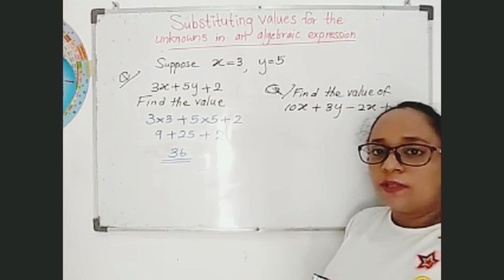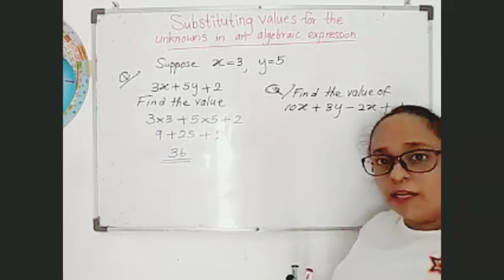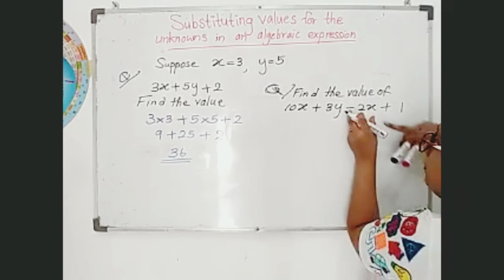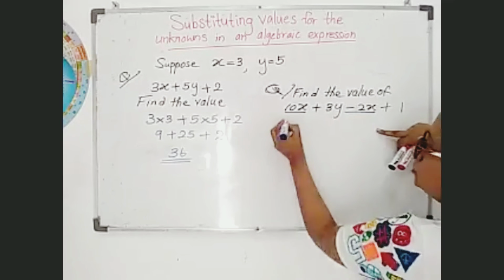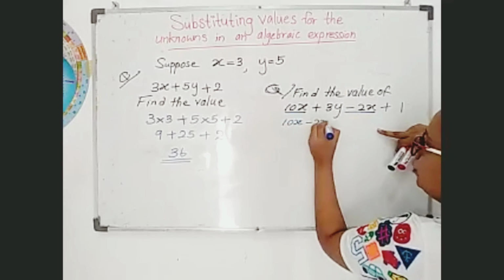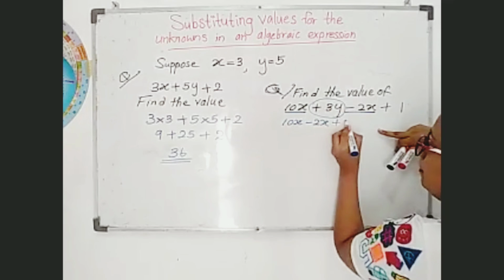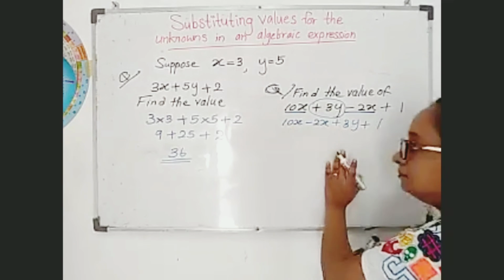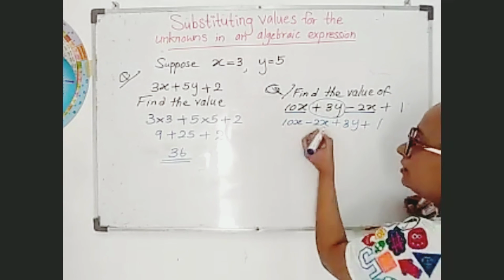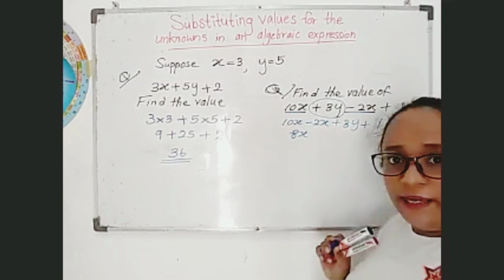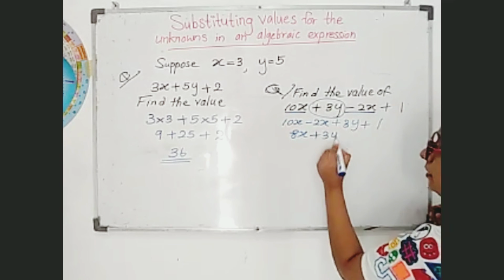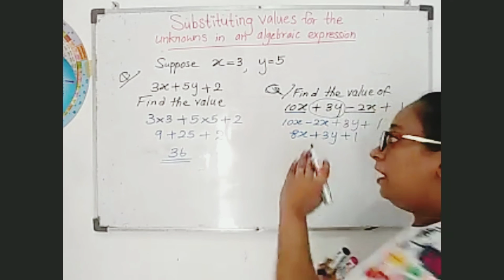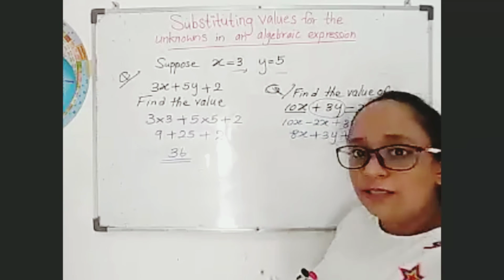So first of all, we'll simplify this algebraic expression without substituting. I'm taking the similar ones nearby. These are similar: 10x minus 2x, and 3y, plus 1. We'll simplify this first. So 10x minus 2x is 8x, plus 3y plus 1. Now we have a simplified algebraic expression.